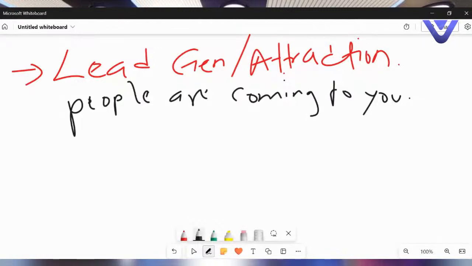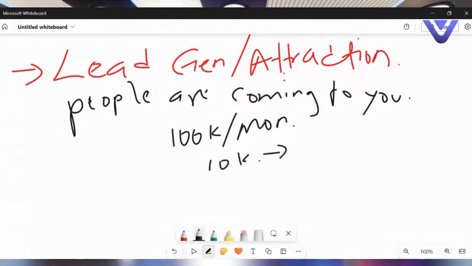So on the minimum, you should try, and of course, you should understand how do you know how many leads you need to generate? It is by how much you want to make. So let's think, if you want to make 100K per month and you're selling a product at 10K, it means you need 10 sales.